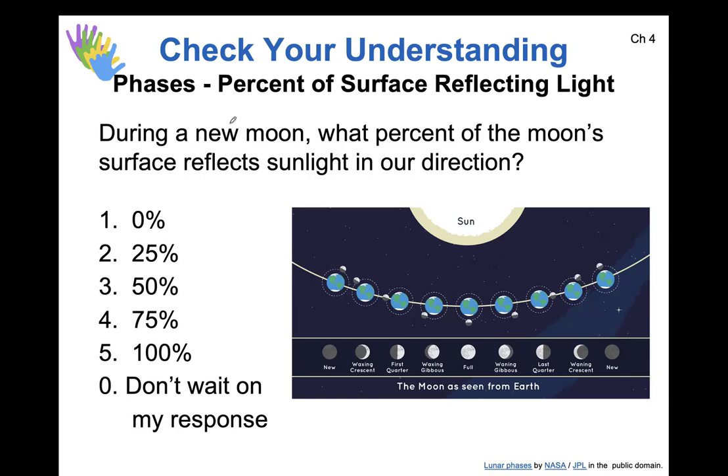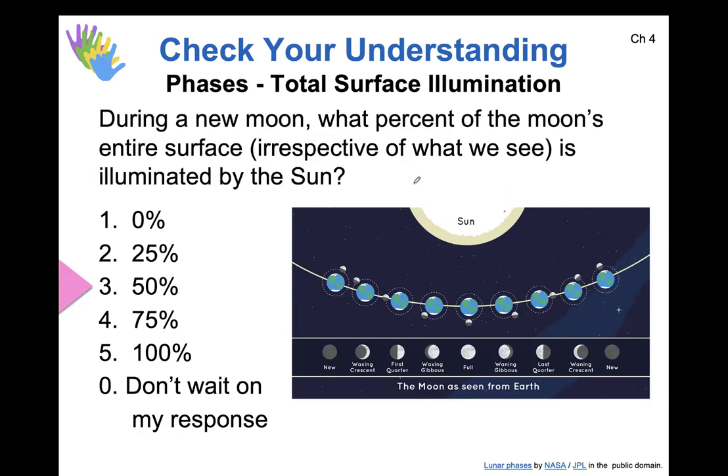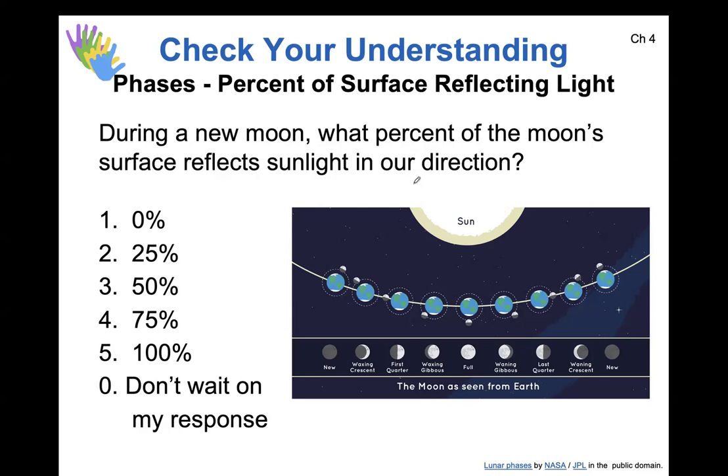But another question for you real fast, to make sure that that idea and all these ideas make sense. During a new moon, what percentage of the moon's surface reflects sunlight in our direction? Because we just established that 50% of the moon is illuminated during a new moon, but how much of that light makes its way back to us? Hopefully an easy question. Yep, that's right.